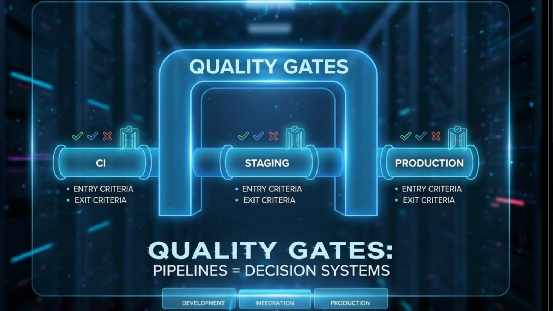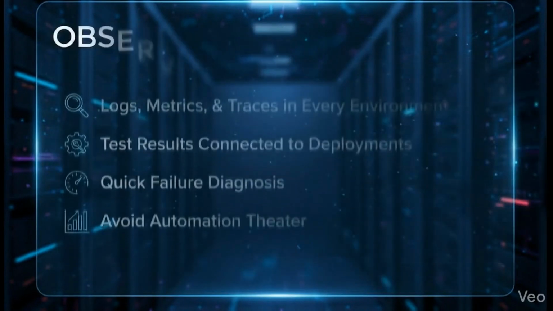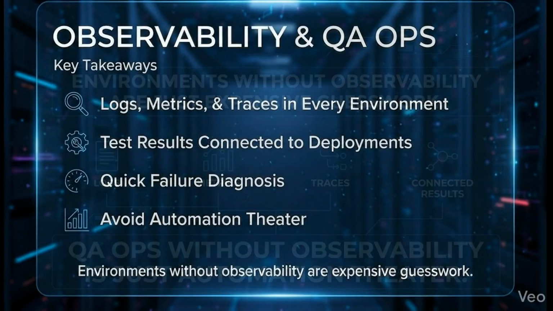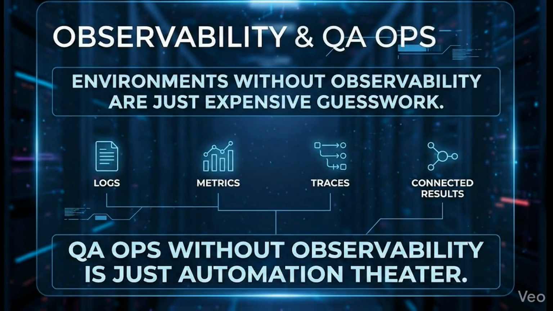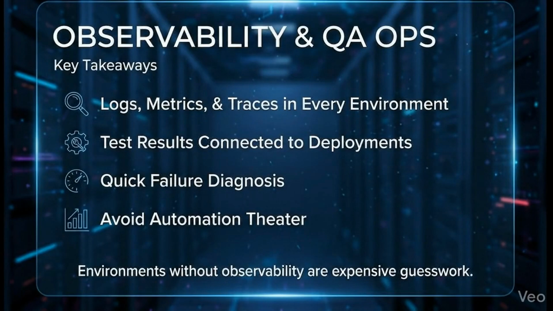Now let's talk about observability. Environments without observability are just expensive guesswork. Every environment should expose logs, metrics, and traces. Test results should be connected to deployments. If a test fails and you can't tell why within minutes, the environment is failing, not the test. QA ops without observability is just automation theater.